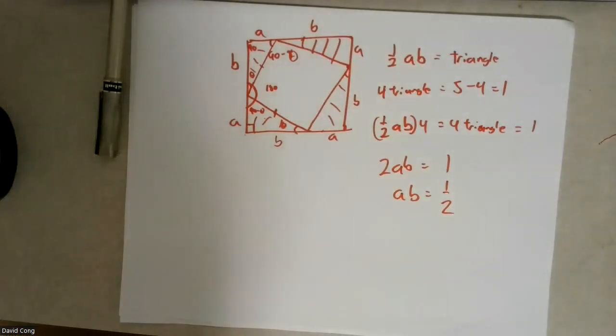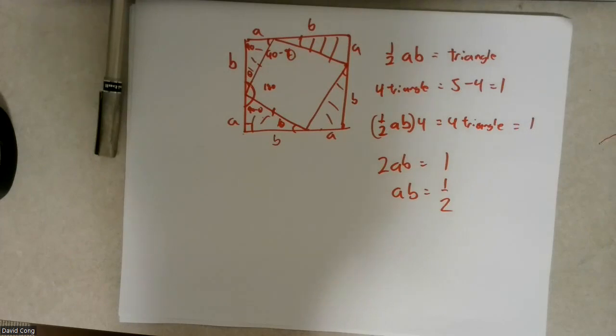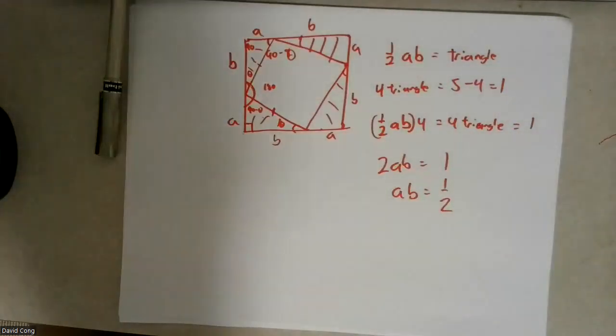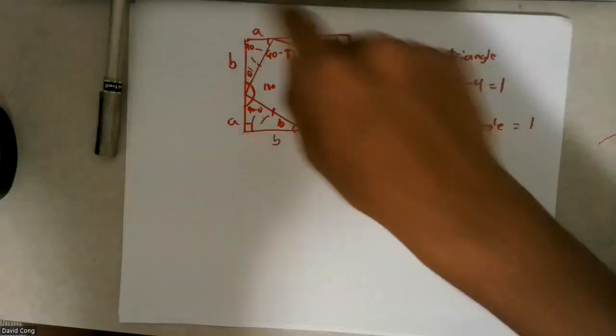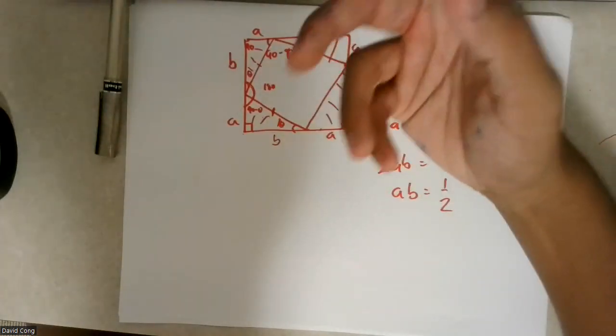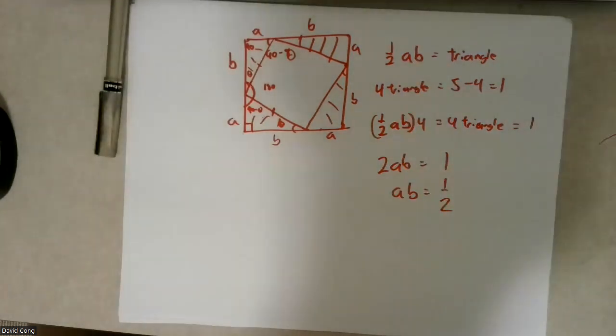So for this one, we just had to realize that all these triangles are the exact same. And because we want to find AB, we can multiply these, and 1/2 AB equals the area of one of the small triangles, but we have 4 of them, and the total area is 1. So the area of each small triangle is 1/4. So AB must be 1/2. So 1/2 times 1/2 equals 1/4.